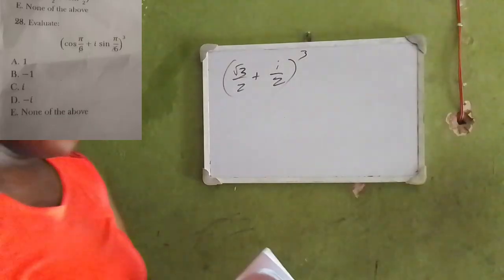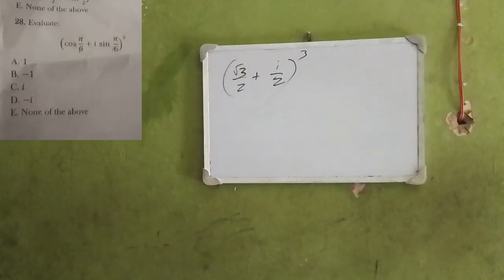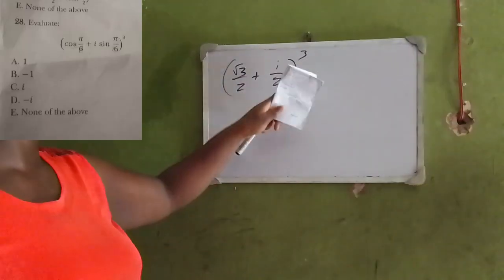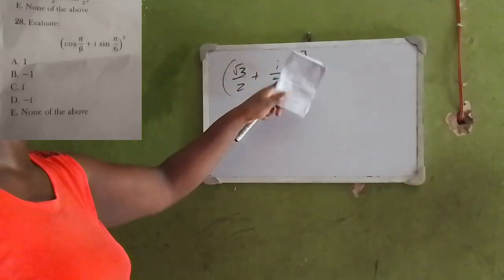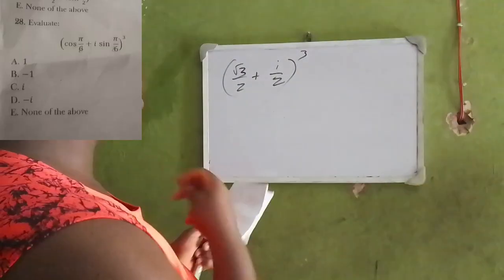Now, for those people that don't really know complex numbers like this, you can simply expand this the normal way you know how to expand. You can simply expand this times itself: you write down this times this, this times this, and this times this. You can use that method if you don't know how to expand all this.